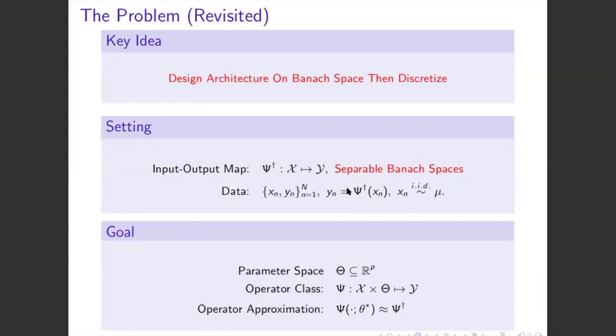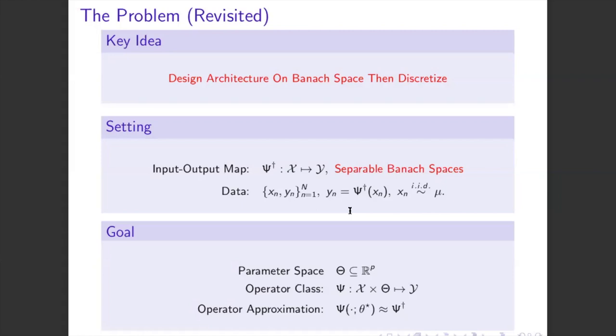And what I'm doing is trying to carry out that way of thinking in the context of supervised learning between Banach spaces. So just to remind you then, in this setting, we're trying to find a mapping psi dagger, which maps one separable Banach space X into another Y. And the assumption is that we're given pairs Xn and Yn, where the Xn's are i.i.d from mu, and the Yn's are i.i.d from the push forward of mu under psi dagger.